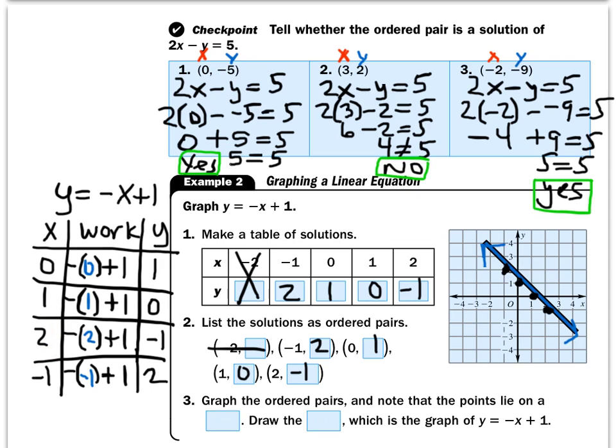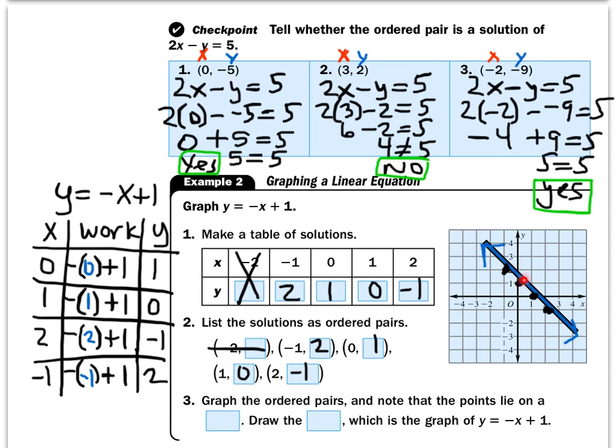And now I'm going to plug in a 2. So the opposite of 2 is negative 2, plus 1 would make negative 1. And so I'm going to graph (2, negative 1). So I start at the origin, I go to the right 2, and then down 1, and I put a point. And now if I plug in a negative 1, well, the opposite of negative 1 is positive 1. 1 plus 1 makes 2. So I have to graph (negative 1, 2). So I'm going to start at the origin. I'm going to go to the left 1 and then up 2, and I put a dot.